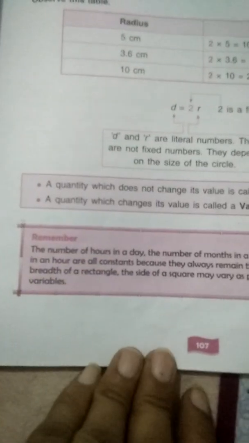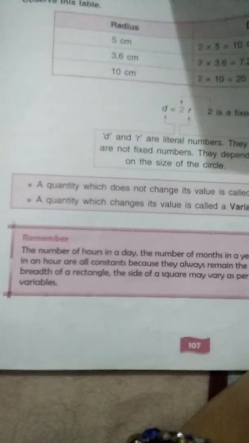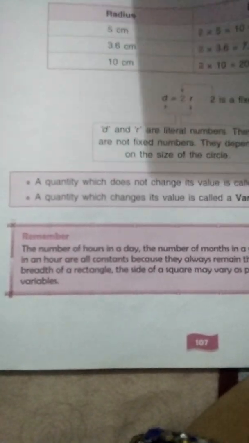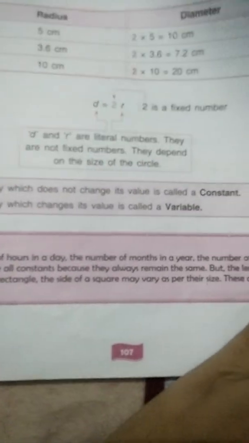Remember, the number of hours in a day, the number of months in a year, the number of seconds in an hour, all are constant because they always remain the same. But the length and the breadth of a rectangle, the side of a square, may vary as per their size. These are all variables.